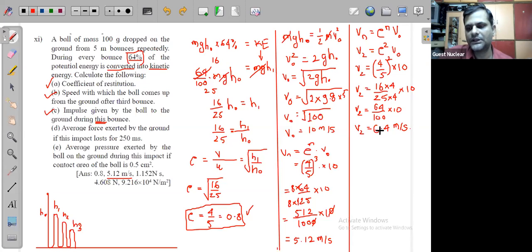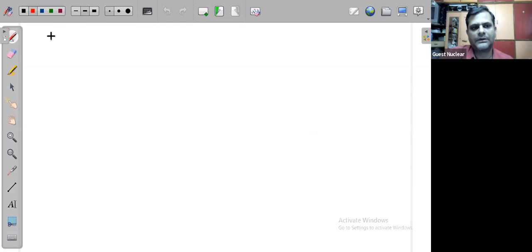Just record these values. v2 is 6.4, and v3 is actually, this is v3 here. v3 means the velocity after the third bounce. So v3 is going to be 5.12. Just record these values here. v2 is going to be 6.4 meter per second, which we have found out just now, and v3 is already found out, which is 5.12 meter per second. These are the velocities just before and after the third bounce.